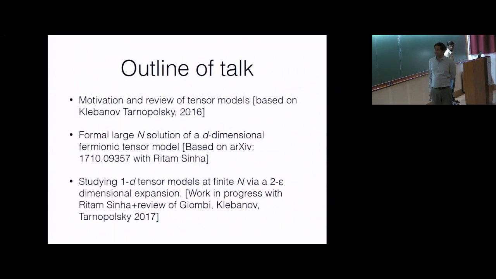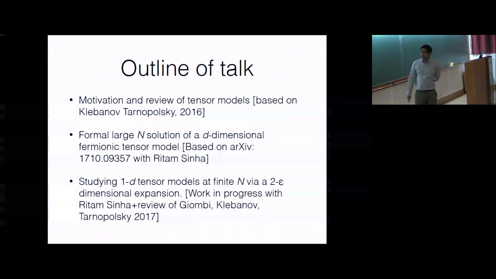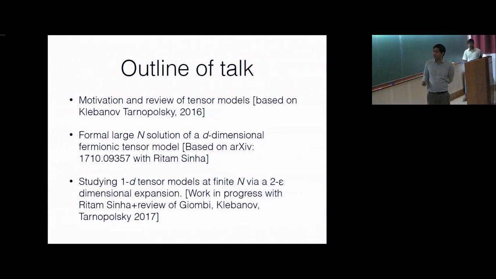Here I'm going to talk about a fermionic tensor model in 2 - epsilon dimensions. First I'll motivate and review the physics of tensor models, which people may already be familiar with. Then I'll describe the formal large N solution of a d-dimensional fermionic tensor model, which is based on our work with Rhythm Sinha. And then I'll describe some work in progress which allows you to study 1D tensor models at finite N via a more explicit 2 - epsilon dimensional expansion, and I'll describe some of the physics one might expect from that.